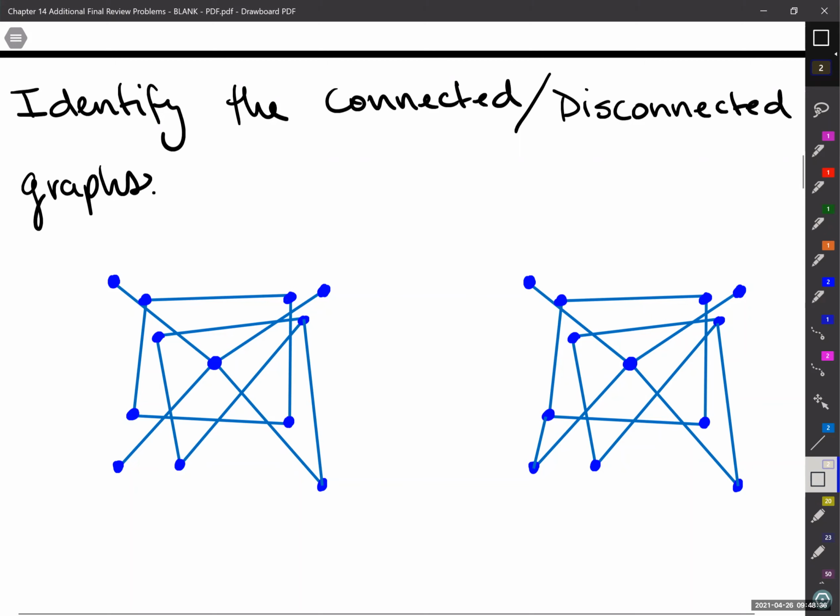So here, let's identify the connected and disconnected graphs. As a reminder, a graph is connected if you can go from any vertex in the graph to any other vertex in the graph, though it might take a long path to get there.